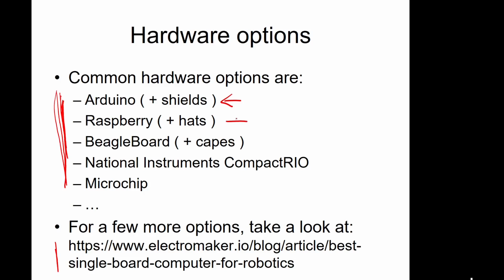So a lot of the available computers and microcontrollers come with these. For some reason, they call them different things. The Arduino, they call shields. On the Raspberry Pi, they're called hats, and on the BeagleBoard, they're called capes. But they're all the same thing. It's just additional hardware that you plug in, and they can use that capability.